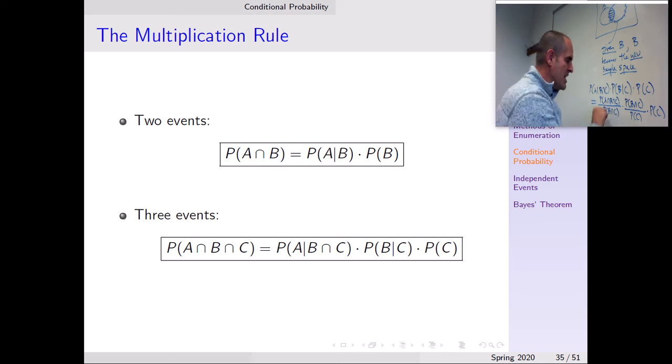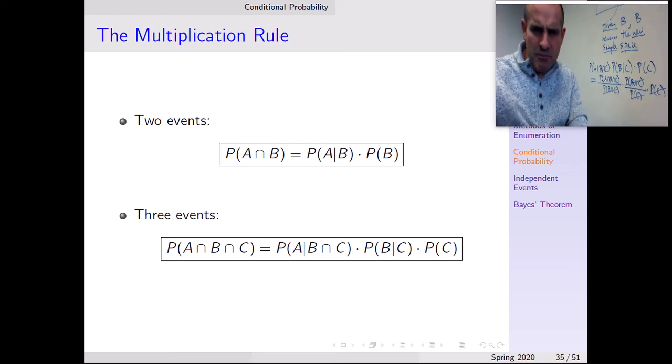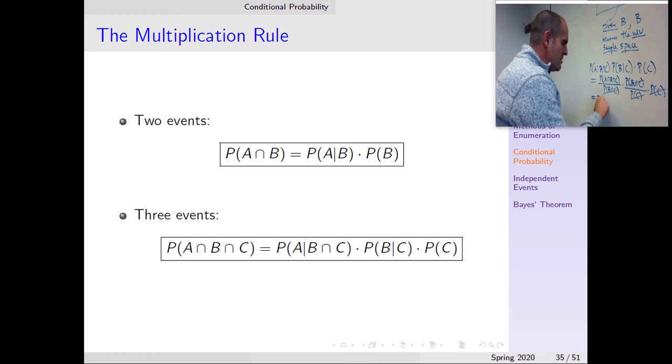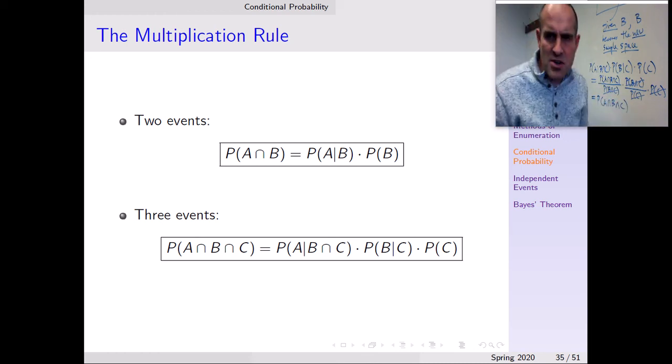And oh happy day, all of these things cancel and you are simply left with the probability of A and B and C. So that's another way to see why this formula is true. This stuff makes good sense. All right, so moving on.